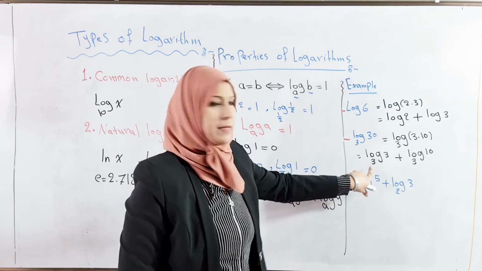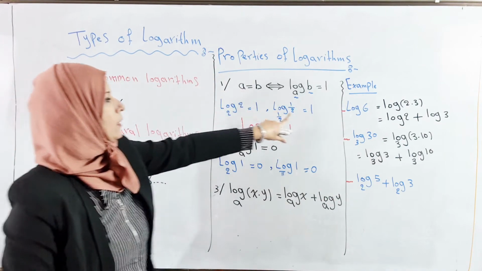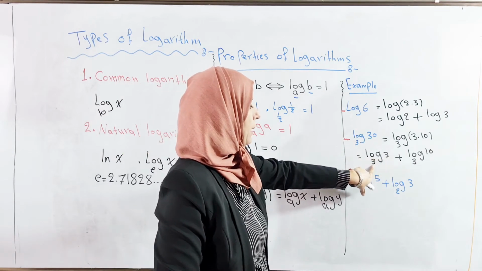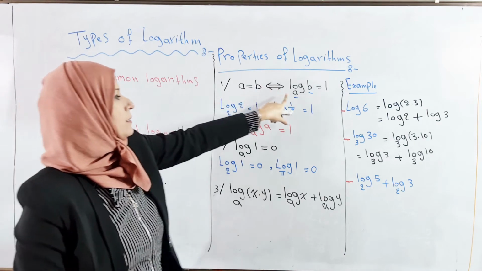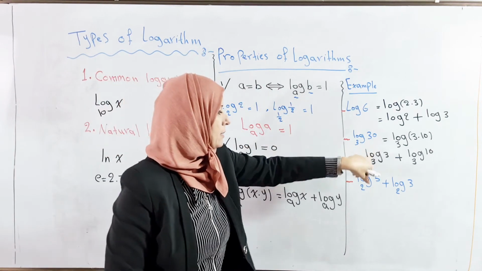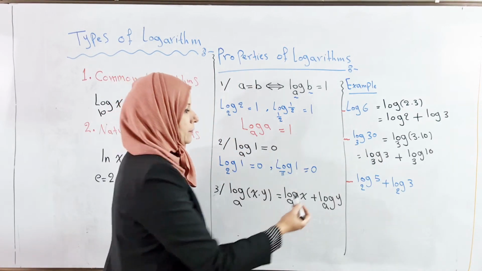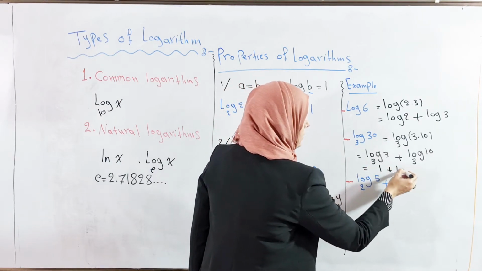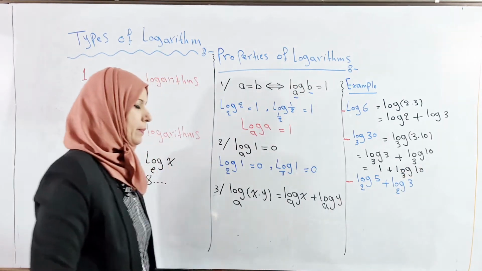Logarithm 3 for base 3, from property 1, will equal 1. Here the argument is the same as the base, 3, which means its value is 1. So it will be 1 plus logarithm 10 for base 3.